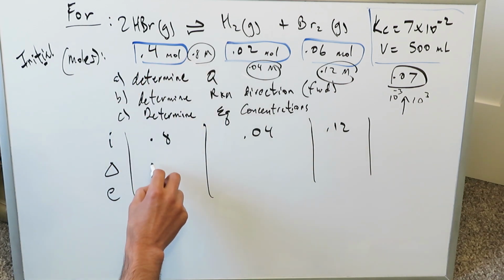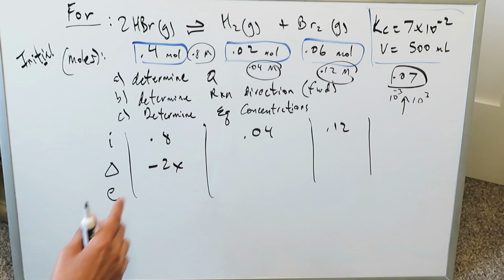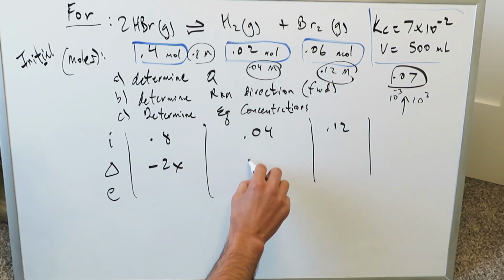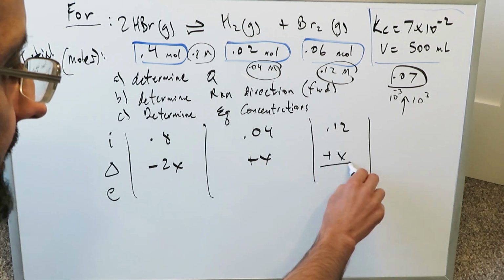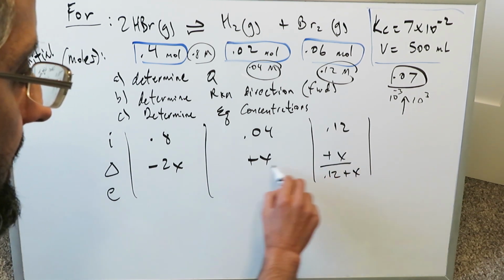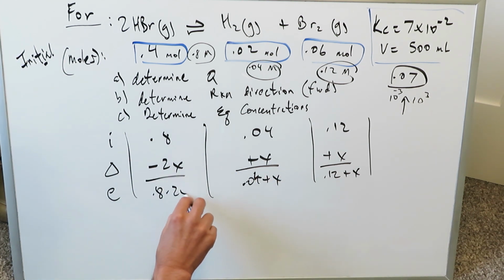This will decrease by minus 2x, because 2 moles of these are giving rise to that in terms of the balanced equation. This will obviously increase by plus x, because the coefficient here is 1, and here plus x. So this will be 0.12 plus x. Here will be 0.04 plus x. This will be 0.8 minus 2x.